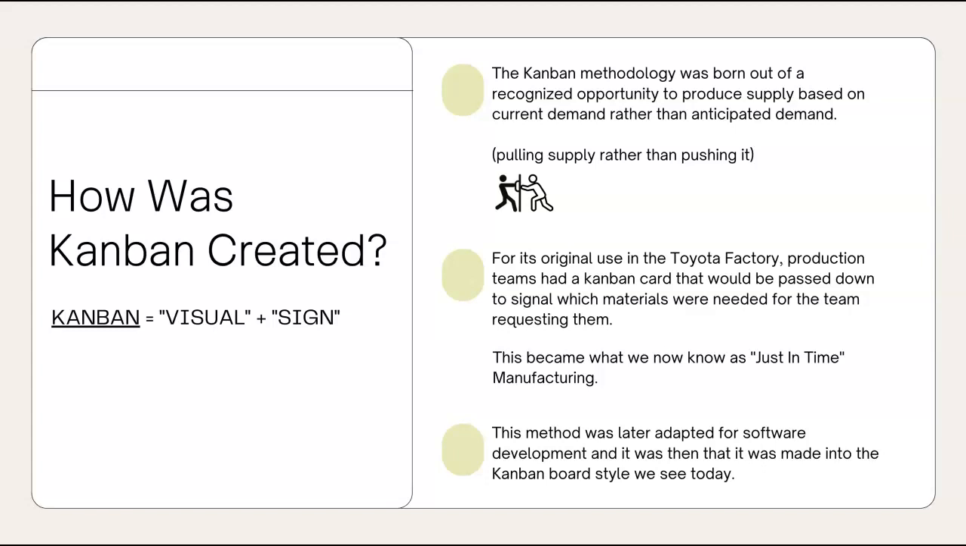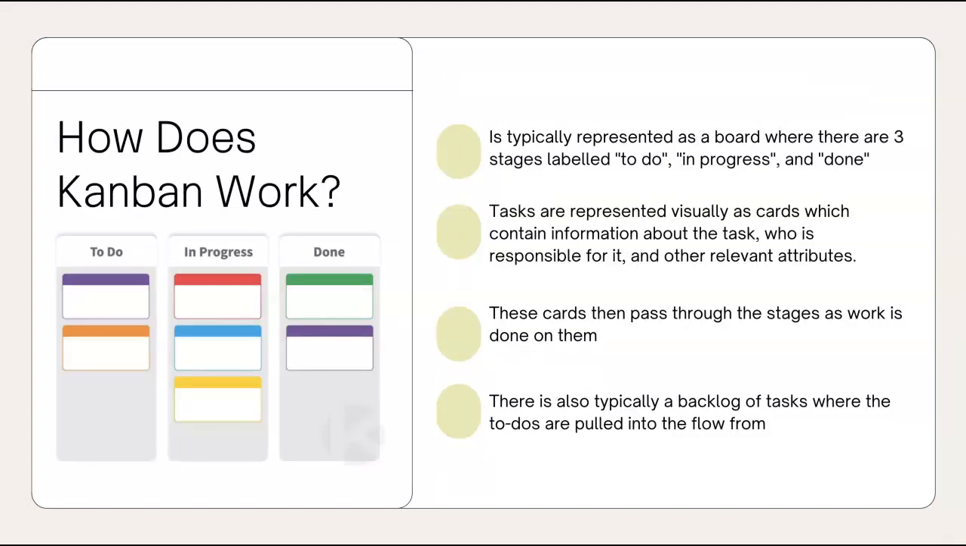Nowadays, this JIT process can be applied to software and product development, and that is when it was made into the Kanban board style that we are familiar with and see today. Using Kanban boards, teams can optimize their workflow and see what needs to be done at each step. And we'll talk a little bit more about that in our next slide, which is how does Kanban work?